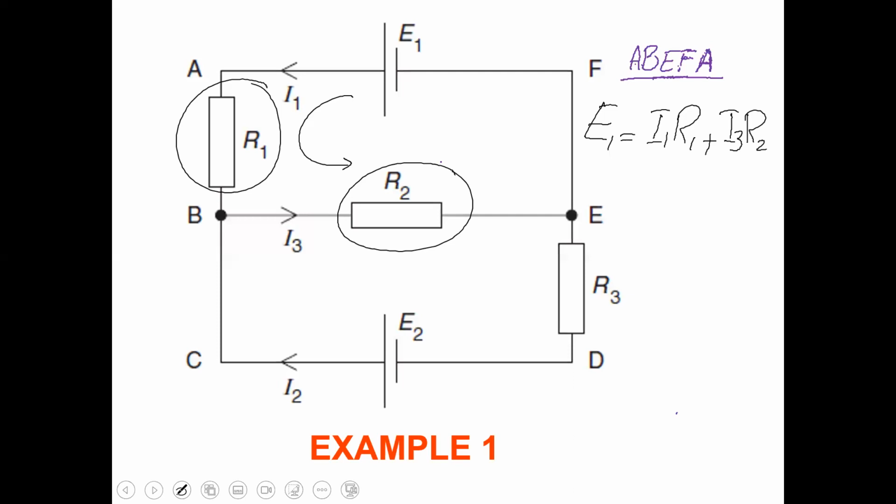I have marked the loop ABEFA. You can look at the loop, and there are two resistors, R1 and R2. The logic should be remembered: a resistor will always connect with the closest current. So I3 will be for R2, I1 for R1, and then you make the equation like this.